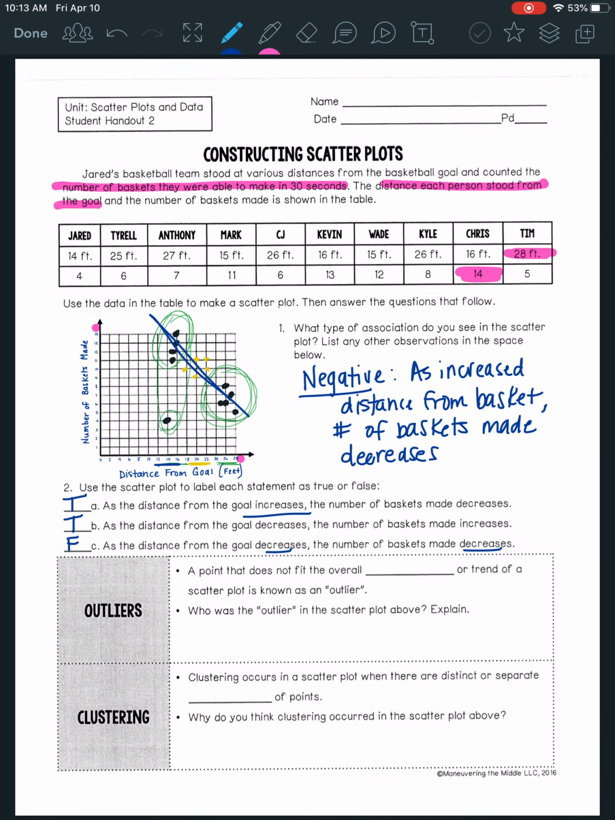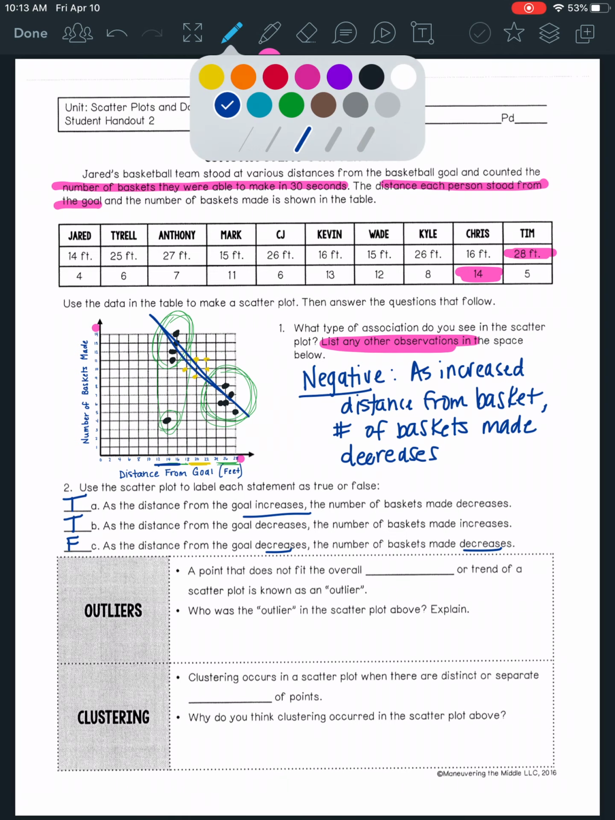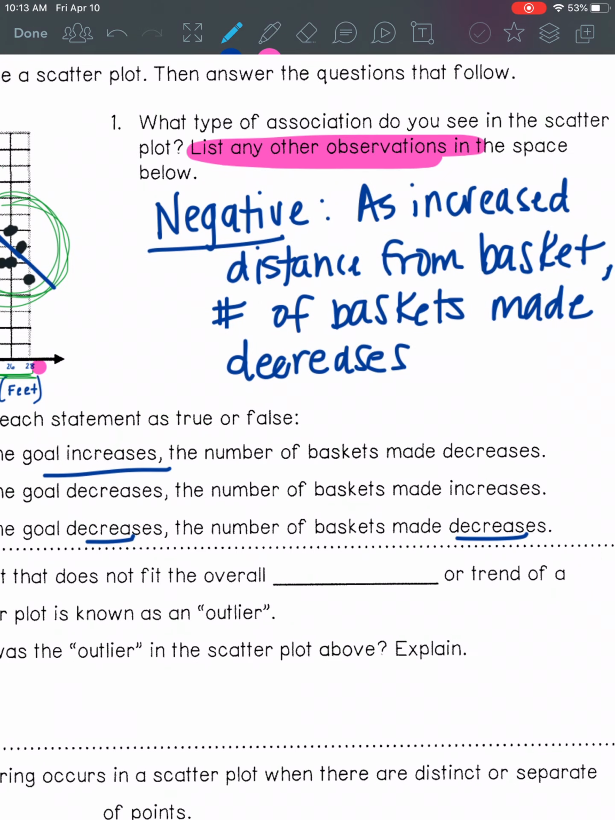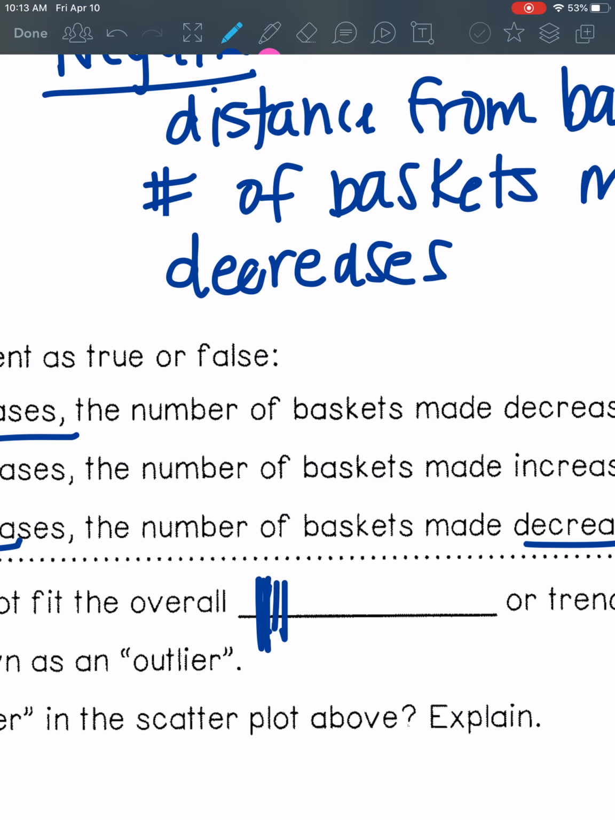Okay, now some other observations. I didn't list them all out here when it says list other observations. Well, we talked about these yellow points and those being the gap, so nobody stood at that distance. So that was an observation we saw as well. So outliers. Outliers are a point that does not fit in the overall pattern or trend of the data. Uh-oh, my pen won't work here. Wonder what happened. Oh, there we go. All right, so pattern or trend.